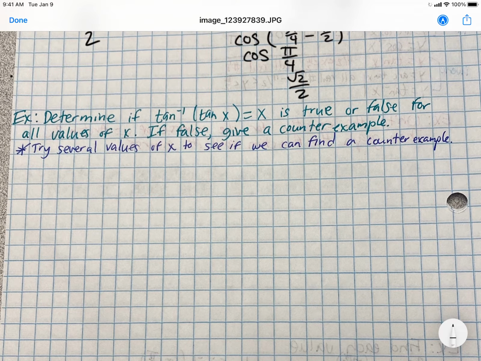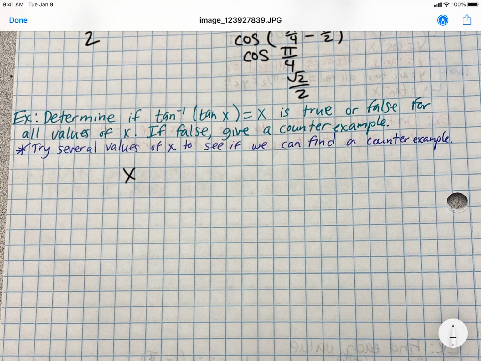Okay, last one. Determine if tan of the inverse tan of x equals x. Is this true or false for all values of x? If it's false, we need to find a counterexample. In order to do that, we need to try several values of x to see if we can find a counterexample. The nice thing is we have an idea of what the domain was, so we can look at a lot of values of x.